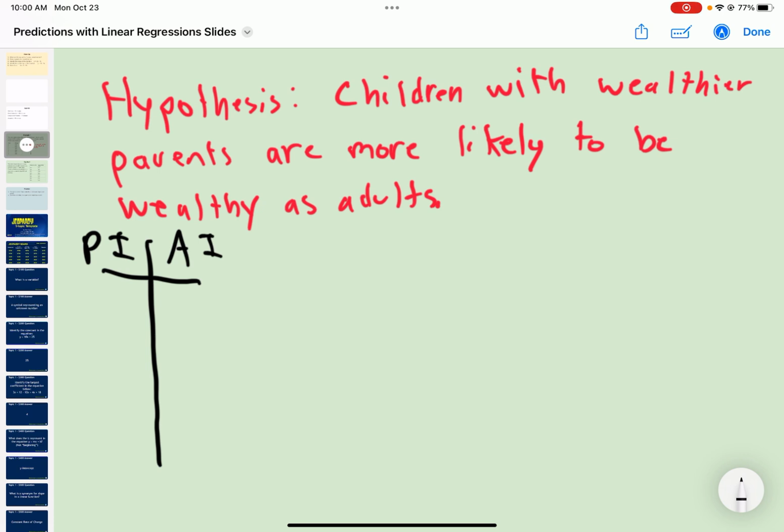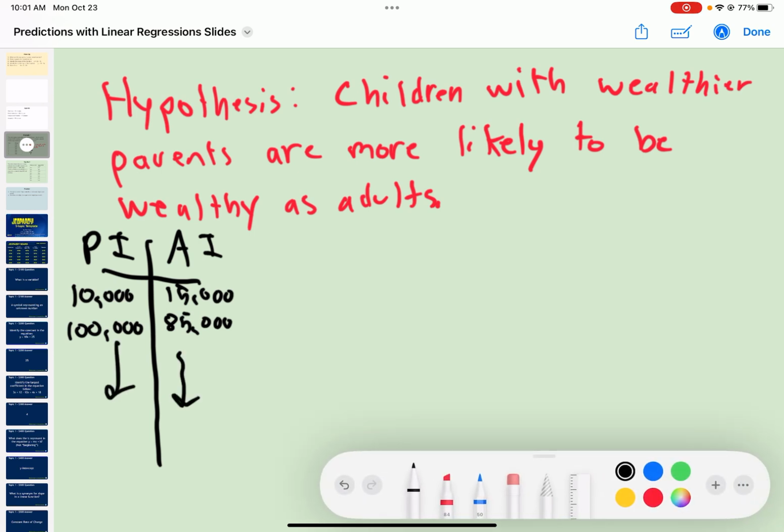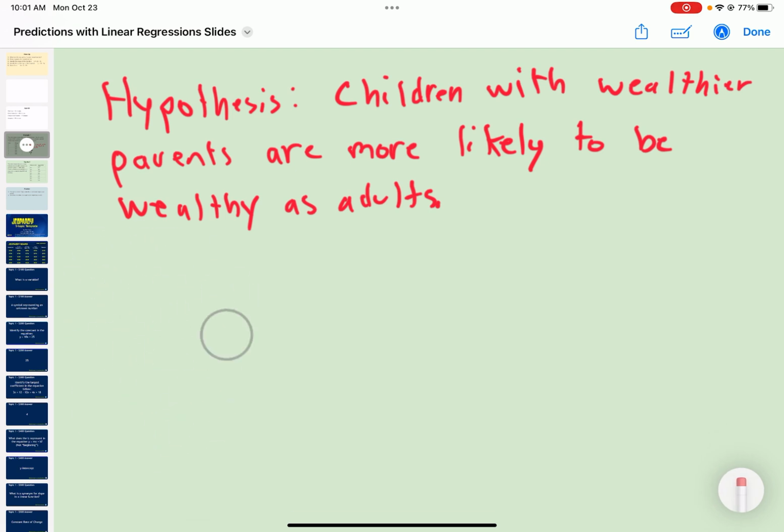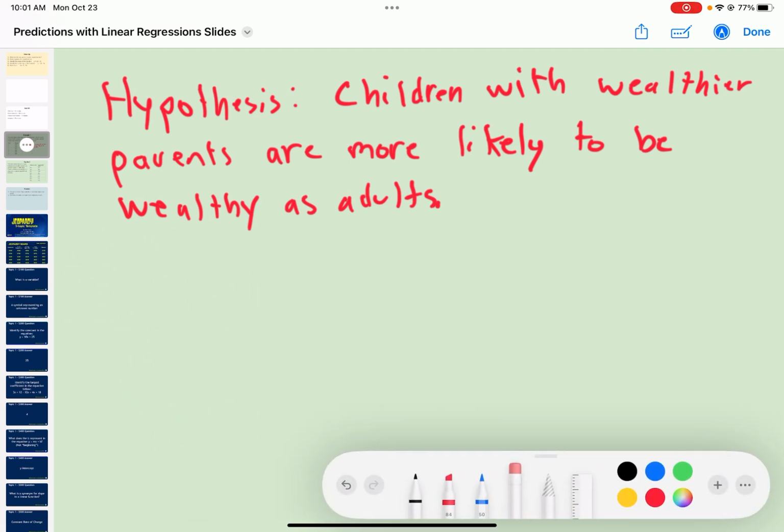So let's say this person's parents made $10,000, and then they make $15,000. Another parent makes $100,000 a year, and they make $85,000. And so on and so on, right? So I'd collect all this data from both parent income and their adult income.